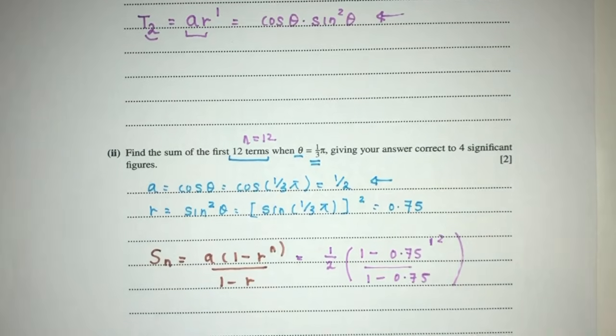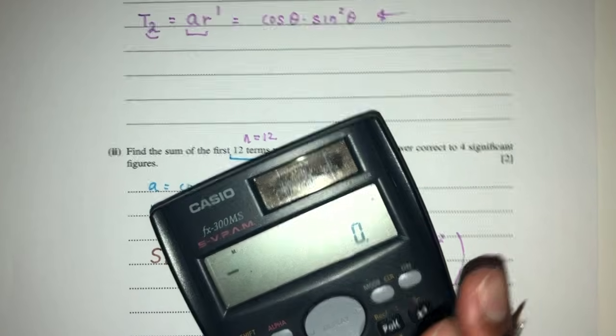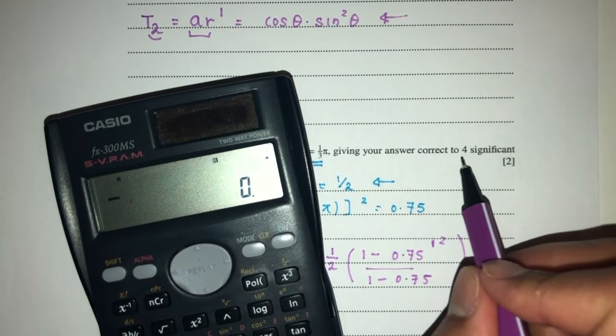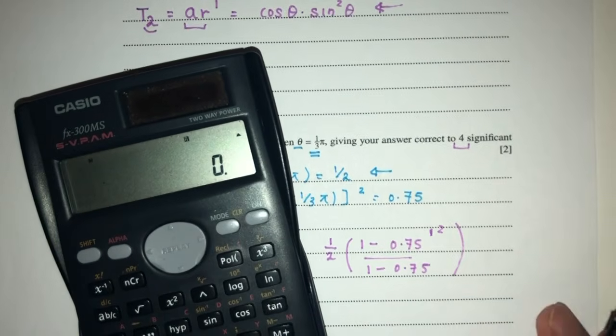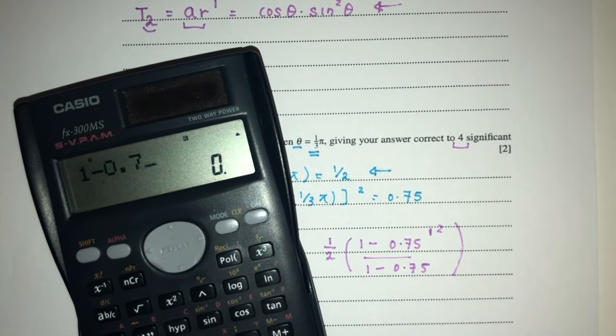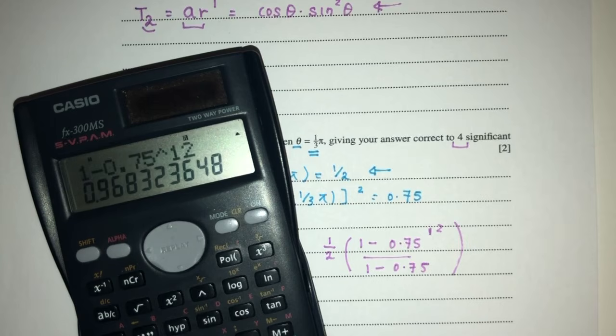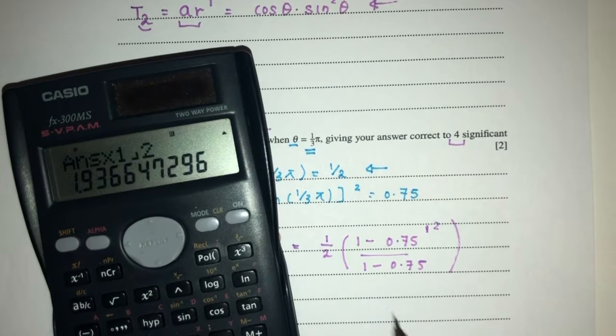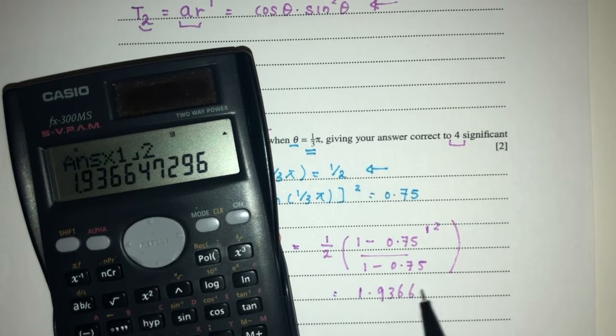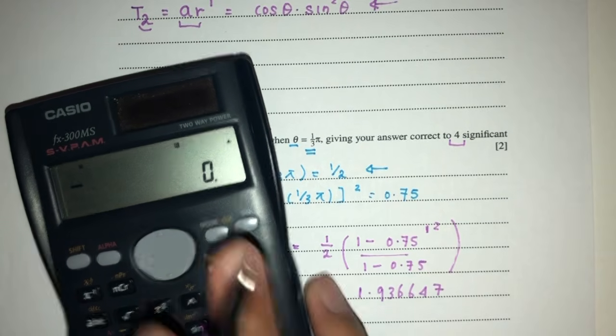Okay, so one by one, simplify. Here we have to give your answer correct to 4SF, so we have to keep that in mind as well. So 1 minus 0.75 power 12 divided by 1 minus 0.75 times half. That will be 1.93667. So let's double check again.